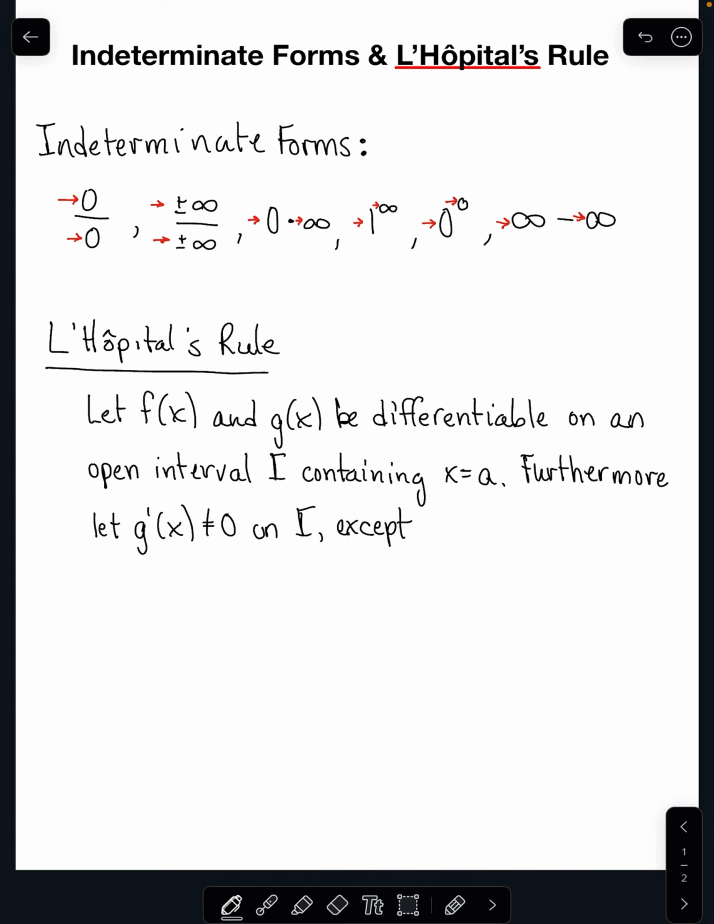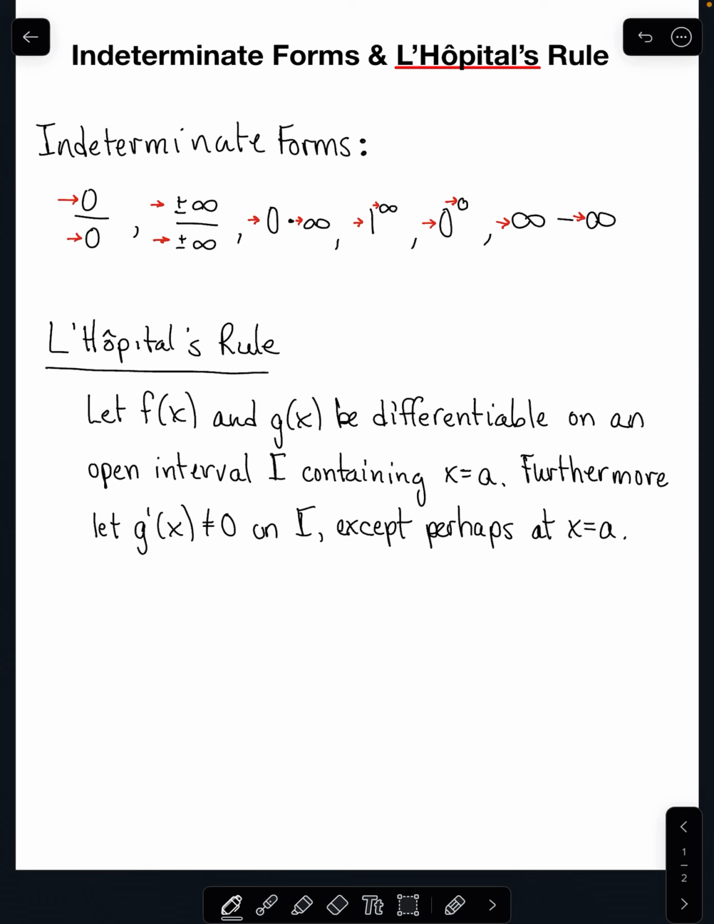Except perhaps at the target value. This should be reminiscent of what we've seen as the definition of a limit in Calculus 1, which says that the function doesn't have to exist at the target value, but it has to exist around it. And this is because the limit looks at the values of the function as we approach the target value, not what's happening at the target value.